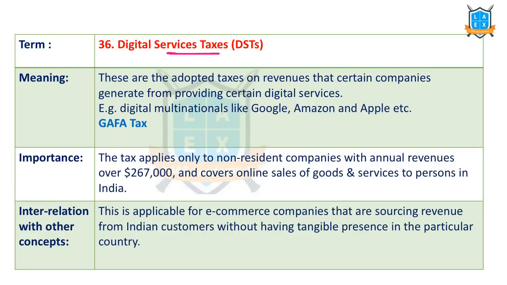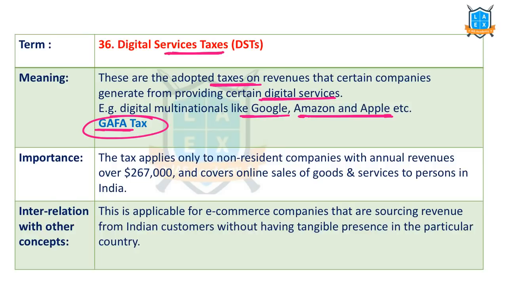Next one is digital services tax. What is this digital service tax? These are the taxes that are imposed on the digital services such as companies like Google, Amazon, Apple. These are digital service companies. Many countries call this as GAFA tax. Google, Apple, Facebook, Amazon, like that. The GAFA. So GAFA tax, informal name.